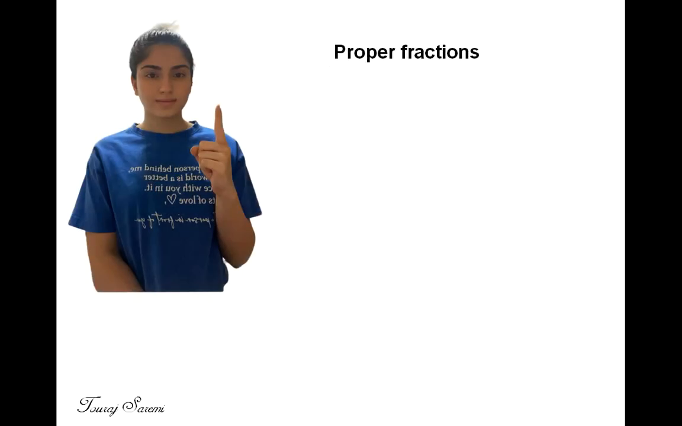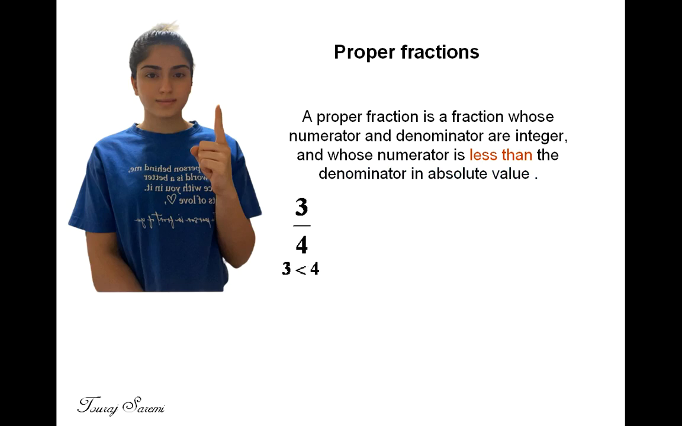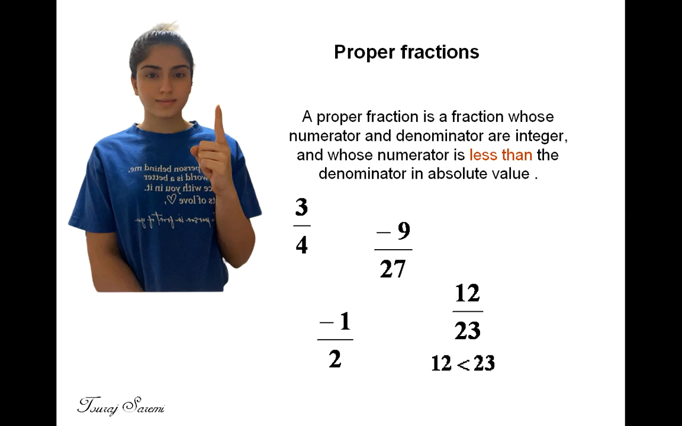Proper fractions. A proper fraction is a fraction whose numerator and denominator are integers, and whose numerator is less than the denominator in absolute value. 3 is less than 4. 9 is less than 27. 1 is less than 2. 12 is less than 23. 2 is less than 5.